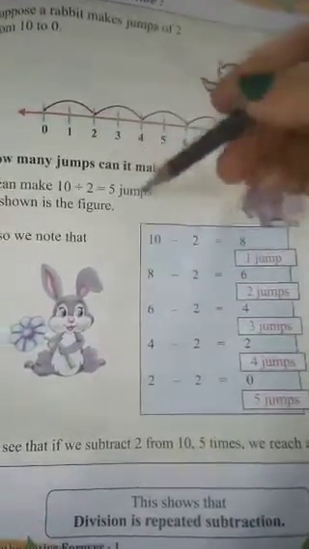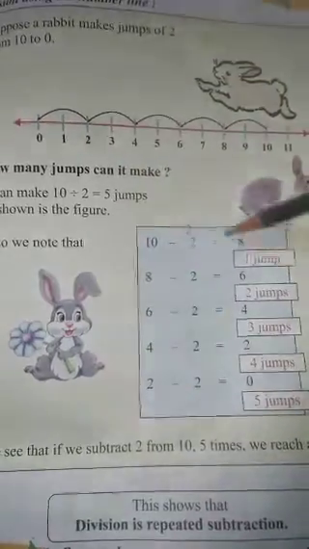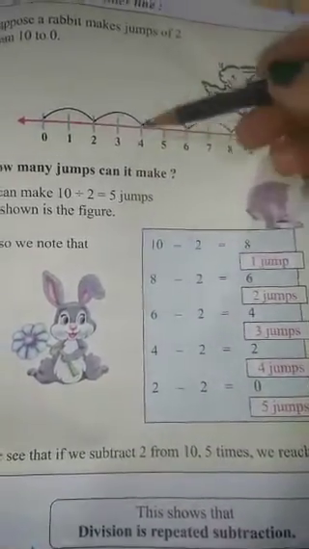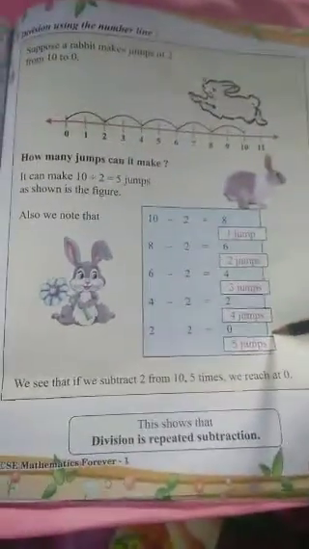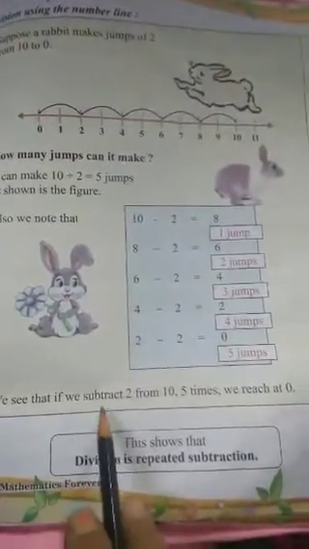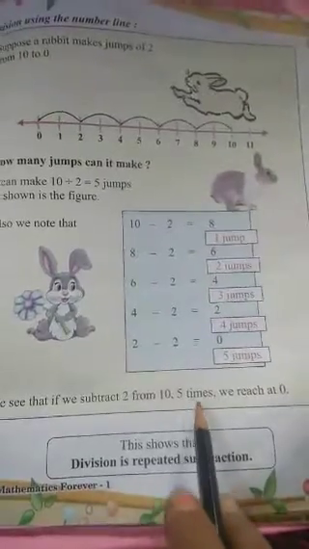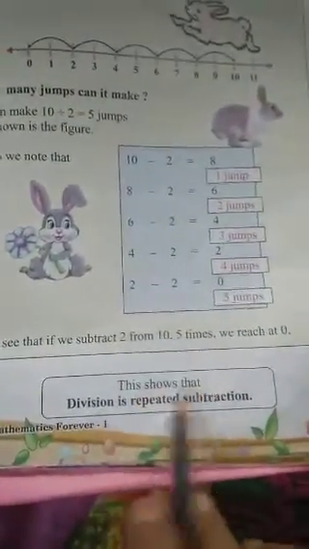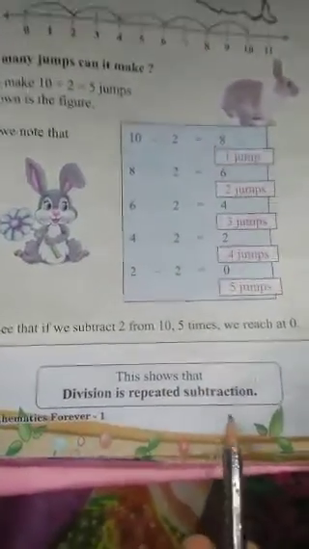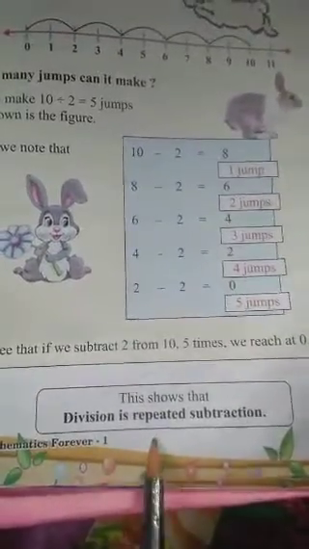Until here we get 5 jumps. We see that if we subtract 2 from 10, 5 times, we reach 0. This shows that division is repeated subtraction. Now turn to page 90.